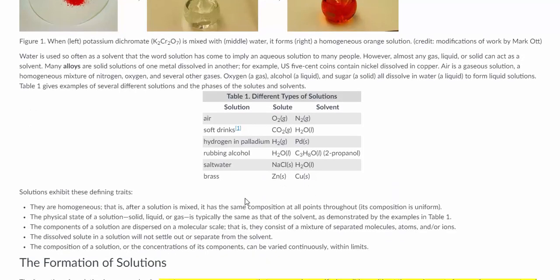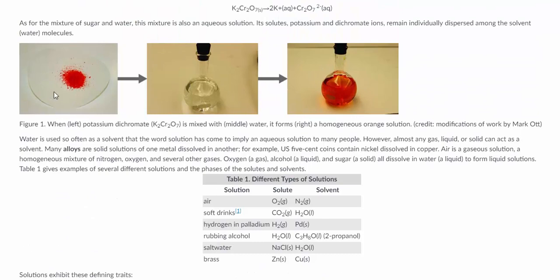Now, the composition of the solution, or the concentration of the components, can be varied continuously. If I put just a little bit of this potassium dichromate in this water, I would still make an orange solution. I wouldn't necessarily make as bright of an orange solution. And if I add more, it's very possible that I would make an even darker solution. But again, without having it on my lab bench, I can't test that. Because I'm just looking at the image here, I'm not sure that I would count that particular quality.